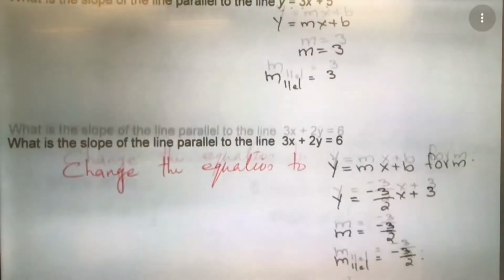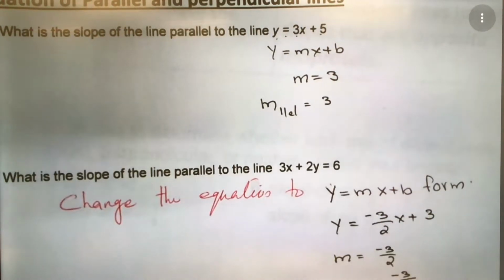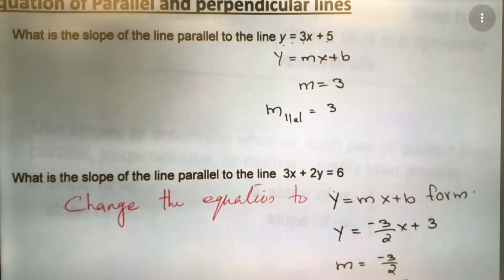I already did those questions. So here the question is, what is the slope of the line that is parallel to y is equal to 3x plus 5? First identify the slope of the given line. The given equation is in the form y is equal to mx plus b, so 3 is the slope. If two lines are parallel, their slopes are the same. So the slope of the parallel line is also 3.